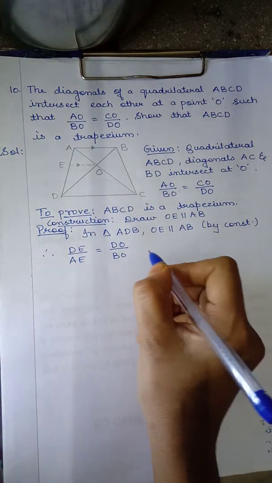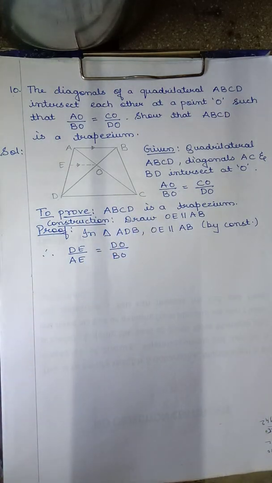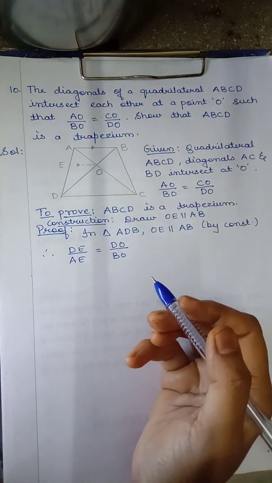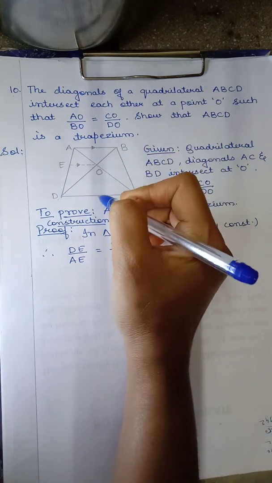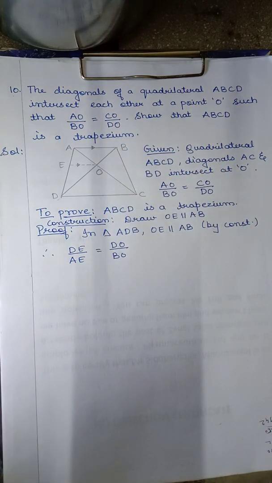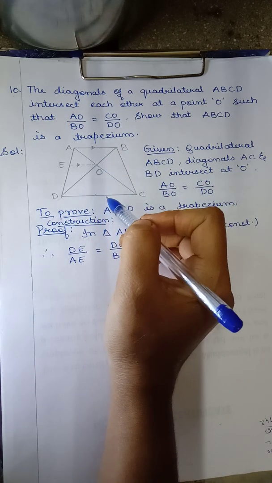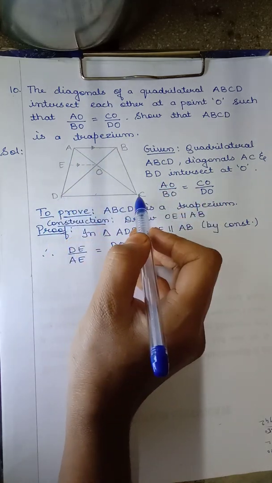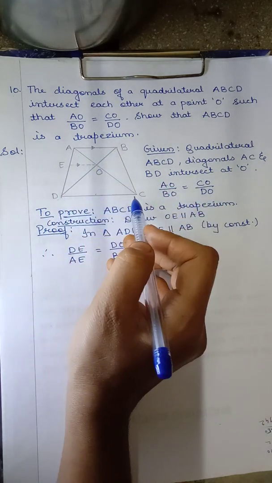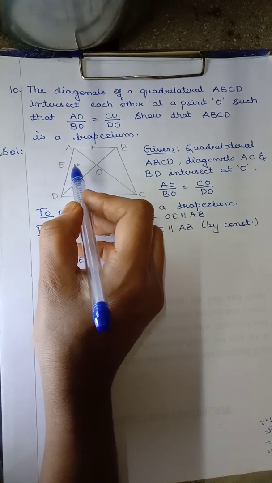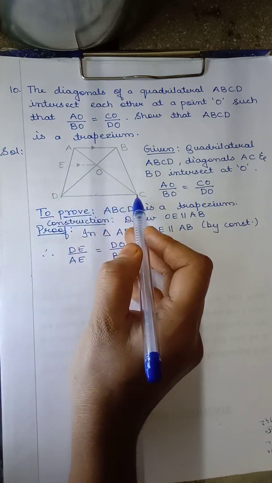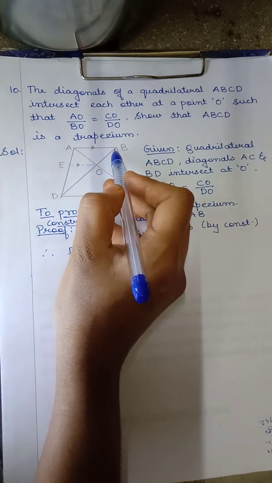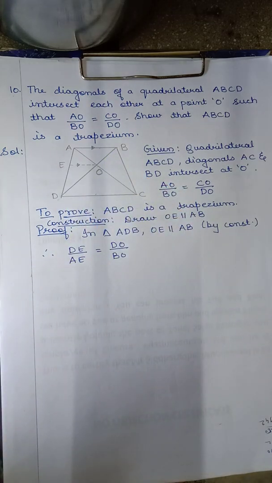Now let's keep that, and see how to prove that ABCD is a trapezium. You can prove a quadrilateral is a trapezium when one pair of opposite sides is parallel. That is, you have to prove one of the properties of a trapezium: in a trapezium one pair of opposite sides must be parallel. So you have to prove that AB is parallel to CD. Now OE we have drawn parallel to AB, so if we prove that OE is parallel to CD, then OE is also parallel to AB, and therefore AB and CD will be parallel to each other.